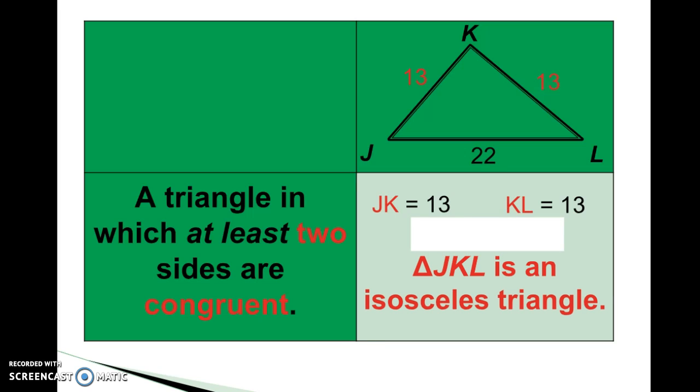An isosceles triangle is a triangle in which at least two sides are congruent. In this case, JK and KL are both 13. So JK is congruent to KL. That's what this should say. So triangle JKL is an isosceles triangle.